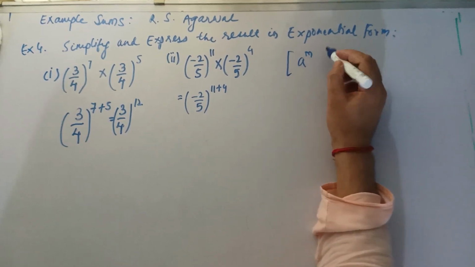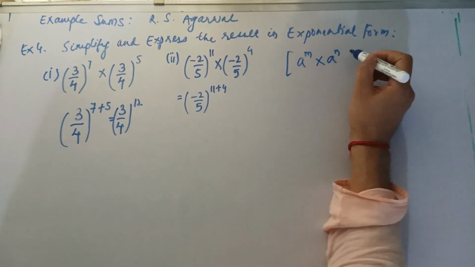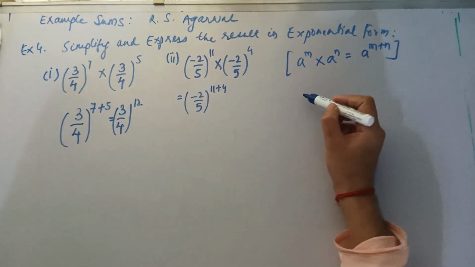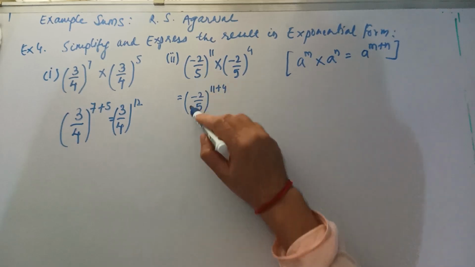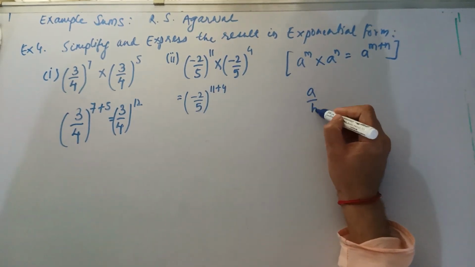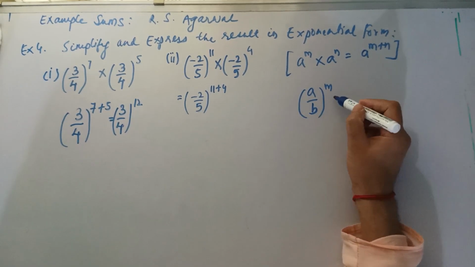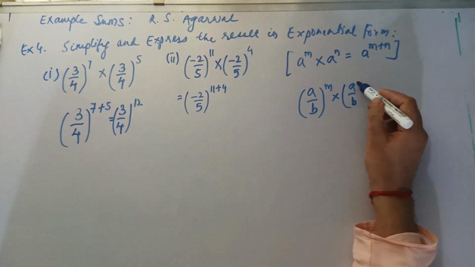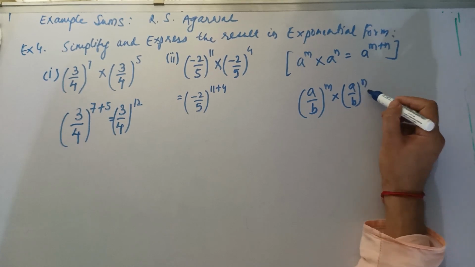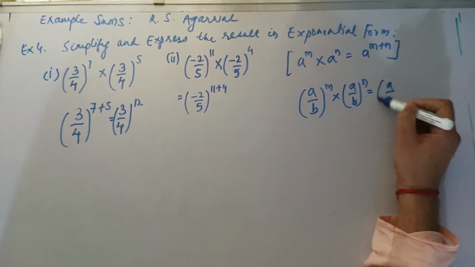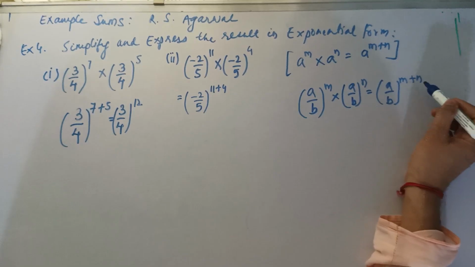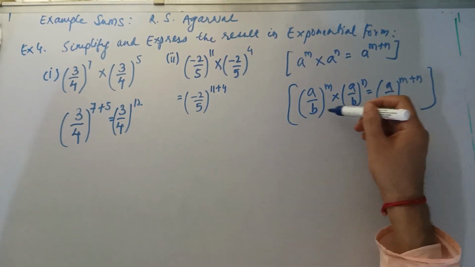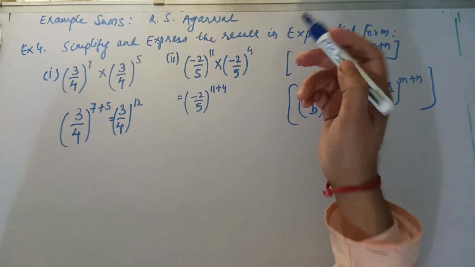a to the power of m into a raised to n is equal to a raised to m plus n. Or, because this is in the form of a fraction, we can write a upon b raised to m into a upon b raised to n is equal to a upon b raised to m plus n. This is the same law. The base is in the form of a fraction. Here it is a single numerator only.